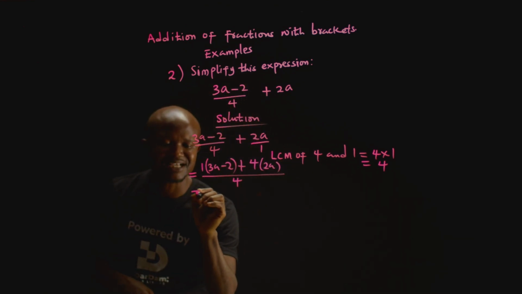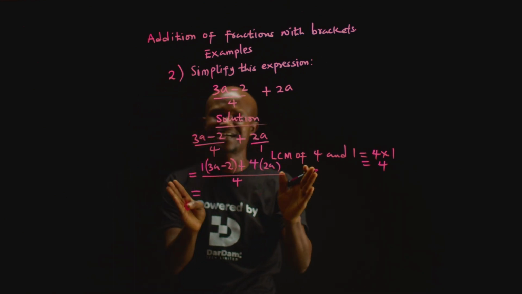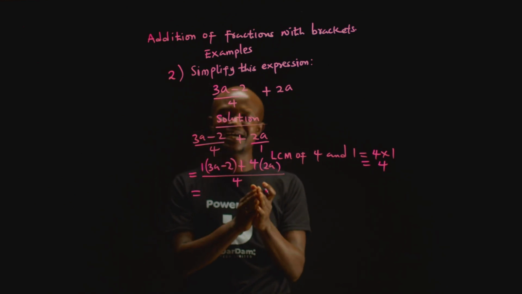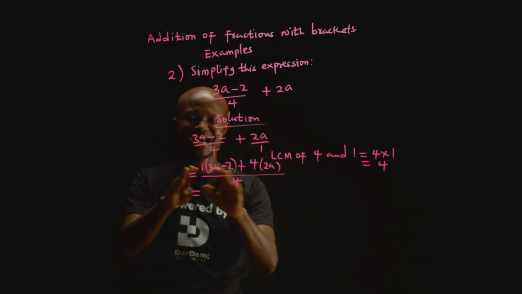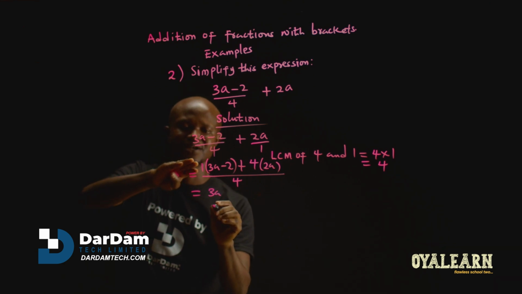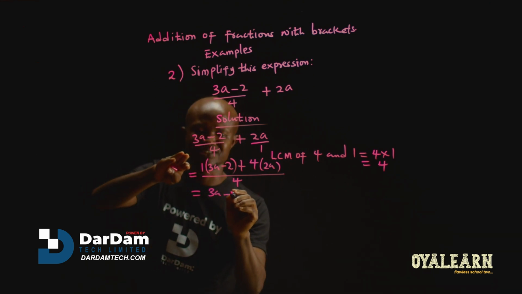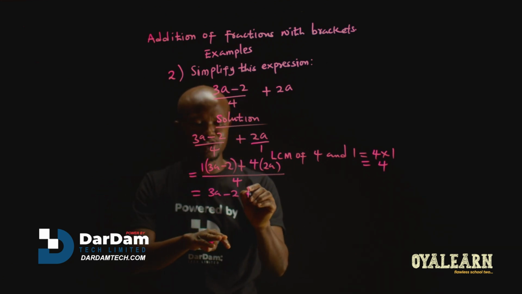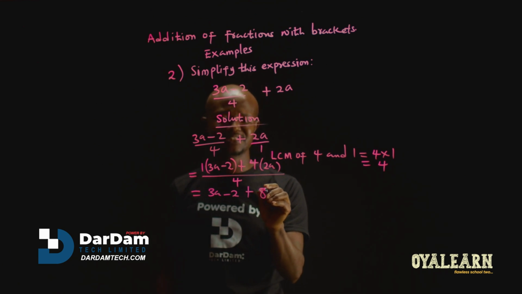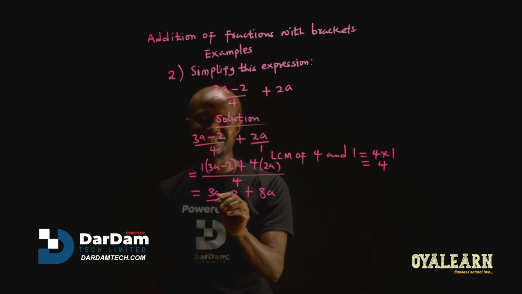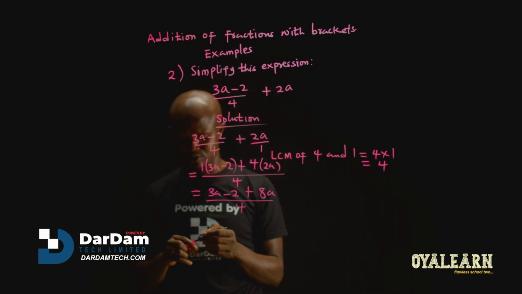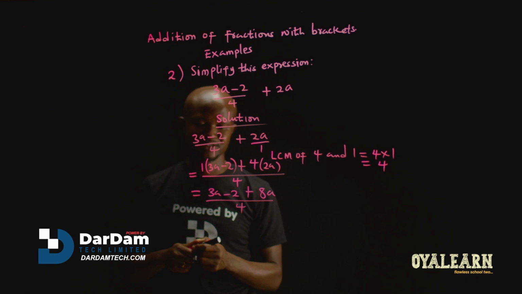So in this case, the next thing for us to do is to expand the brackets at the numerator. So in that case, 1 times 3a, what do we have? 3a. 1 times minus 2, we have minus 2. Plus 4 times 2a, what do we have? 8a. Divided by 4.